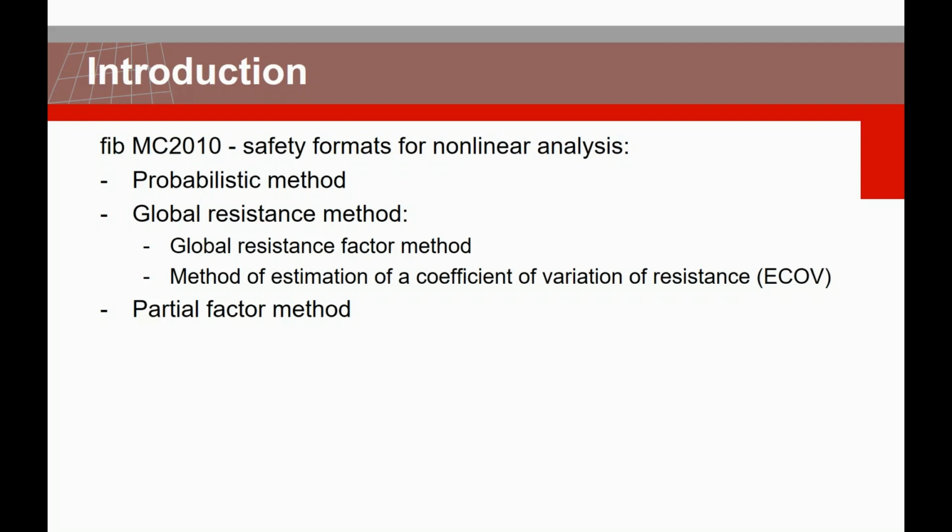And then you have the partial factor method. In that method, you just perform the analysis, only not with the mean parameters, but with design values. So it means you will use a lower concrete strength and a lower tensile strength, for example.